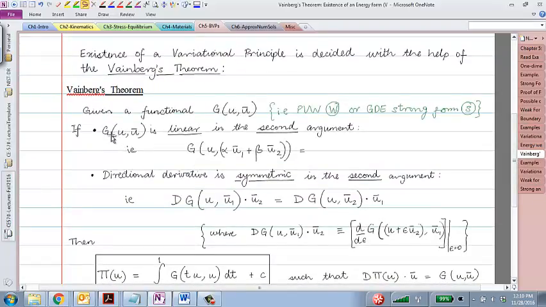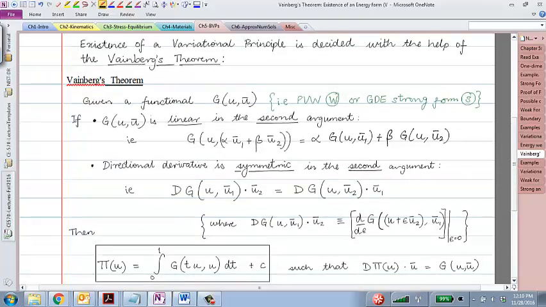First property: G of U and U bar has to be linear in the second argument, the virtual displacement. What that means is that if, instead of U bar, I write alpha U1 bar plus beta U2 bar, then that has to be equal to alpha G of U and U1 bar plus beta G of U and U2 bar. That's linearity in the second argument. We'll check these for a sample case that I'll show you in a bit.